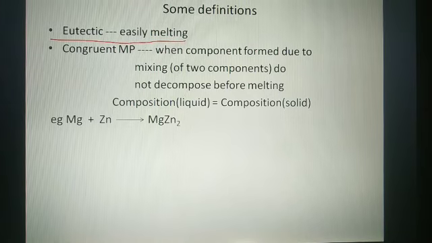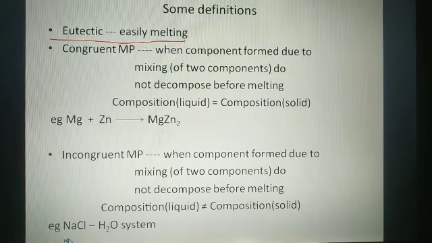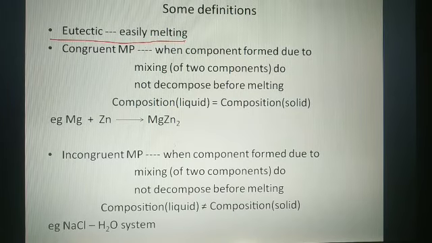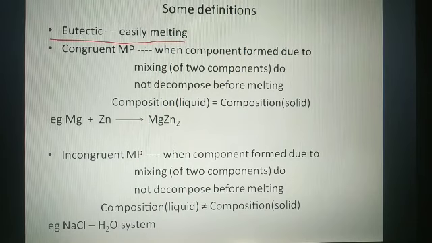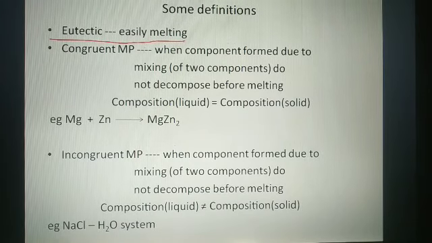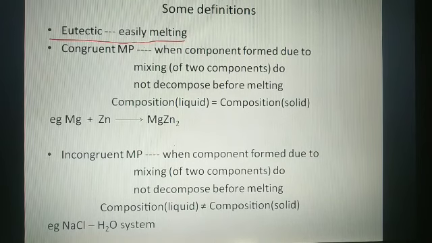A case may be that we have a system which reacts to form a compound, but that compound is not stable up to its melting point. Then we say that the compound has an incongruent melting point. For example, the sodium chloride and water system. Sodium chloride forms a compound with water, NaCl·2H2O. That compound is not stable up to its melting point. So this is a reactive system, but the compound formed does not have a congruent melting point, or we say it has an incongruent melting point.